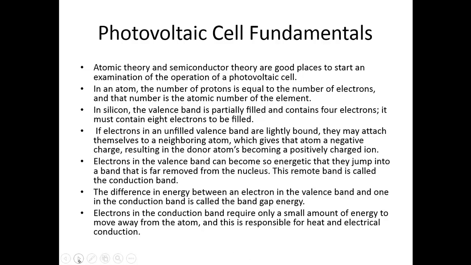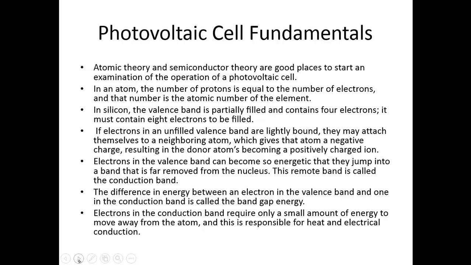So some things relative to it, atomic theory and semiconductor theory are good places to start in order to examine how photovoltaic cells operate. So in an atom, the number of protons is equal to the number of electrons, and that number is the atomic number of the element. Same basic concept that we went over when we did nuclear energy. In silicon, the valence band is partially filled and contains 4 electrons. It must contain 8 electrons to be filled.